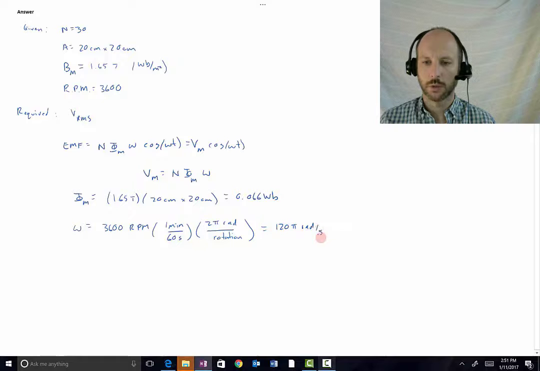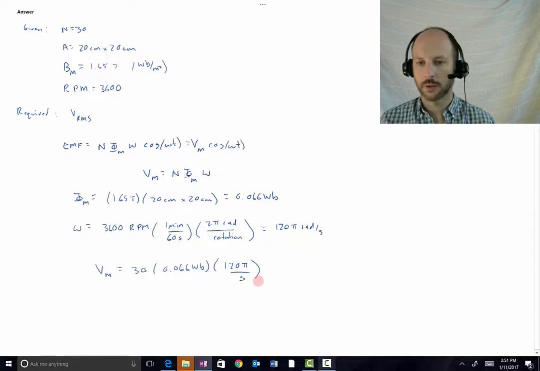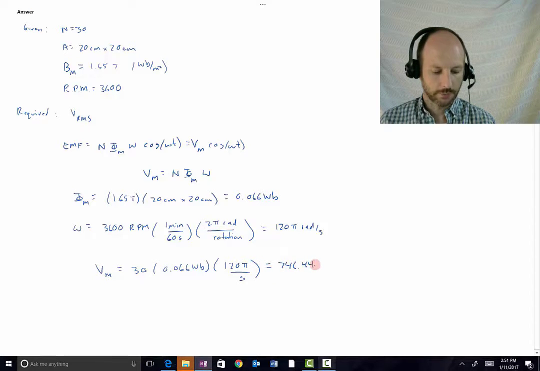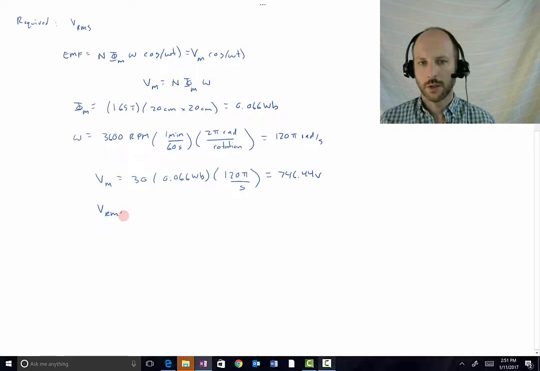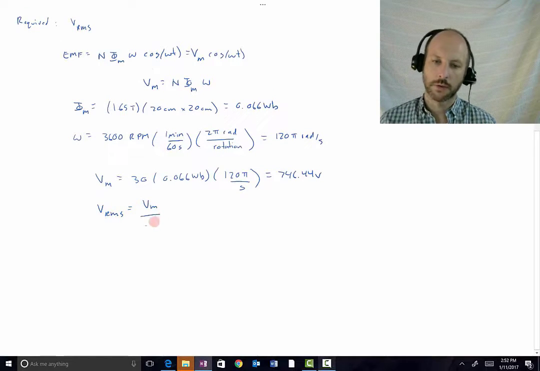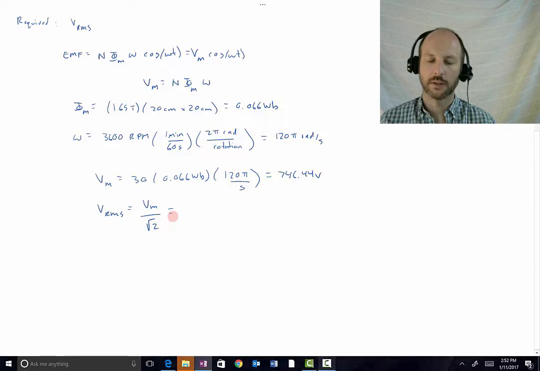It's pretty common we don't multiply through by pi so that we get more exact answers using our calculator. So if I want to calculate the peak voltage induced by this rotating magnet, I just need to multiply my linked flux, which was 0.66 Webers, times the number of turns of coil, which was 30, times the angular rate of rotation, which was 120 pi. And that gives me a peak voltage induced of 746.44 volts. We should throw a negative sign on there, but remember this is a sinusoid, so that doesn't really mean anything. It's just a phase indication.